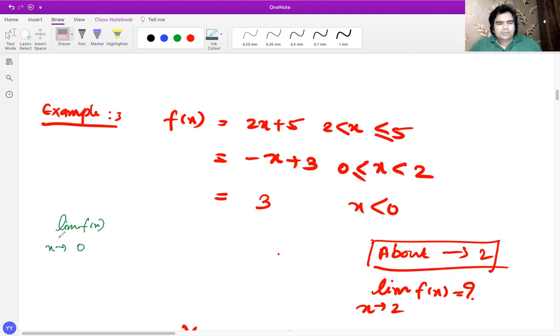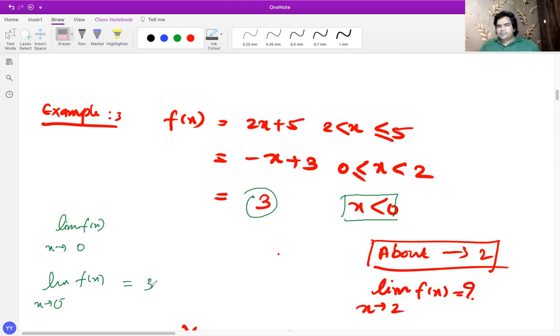So now when you look at the limit for x tending to 0, I would just find out the limit when x is slightly lower than 0, like negative 0.000001 and so on. So when you look at this, for x less than 0, my function that is valid is y equals 3. So that's nothing but y equals 3.